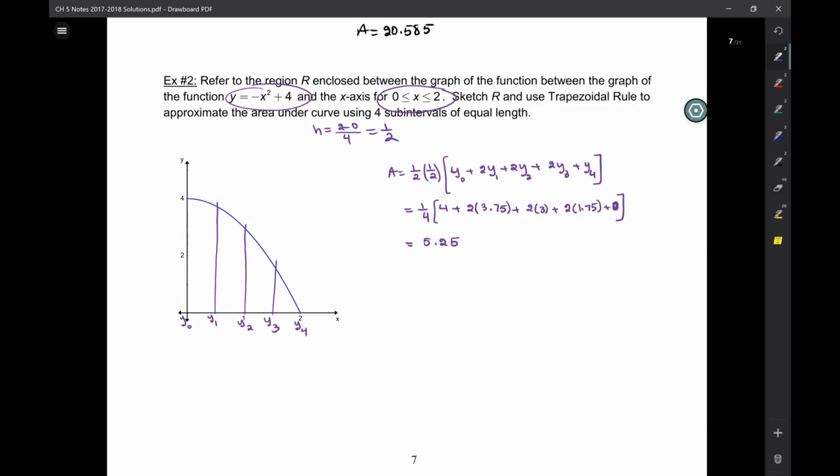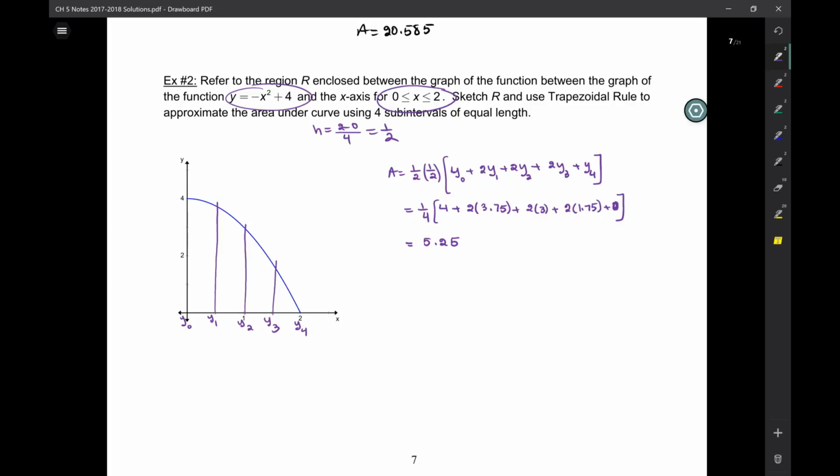y1. Does everybody know where we're getting the values here? The 3.75 and the 3. You plug it into the negative x squared plus 4. You plug 0.5 in there? So here x is 0. I plug it in. Here it's 0.5. I plug it in there, and I get 3.75. I got 4.5 and 3.43 when I plugged in. Because the negative is outside.